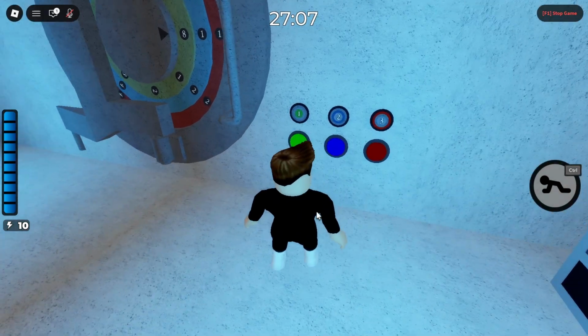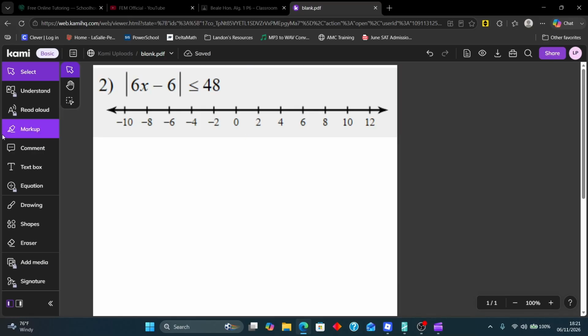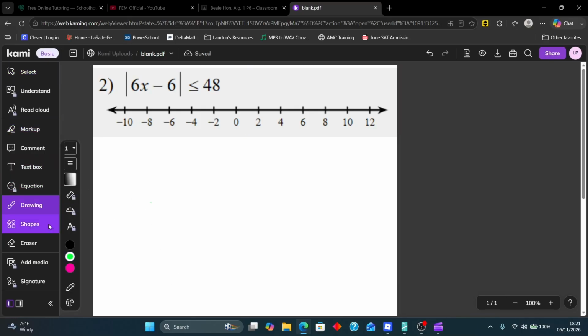Okay, let's move on to the medium one now. Alright, here's our next one. I am actually going to give you a different way, because for the harder problems, it is going to get significantly harder. So one thing you can understand is that the absolute value is for negatives. So what I'm actually going to do here is, for this problem, I'm going to put negative 48 over here.